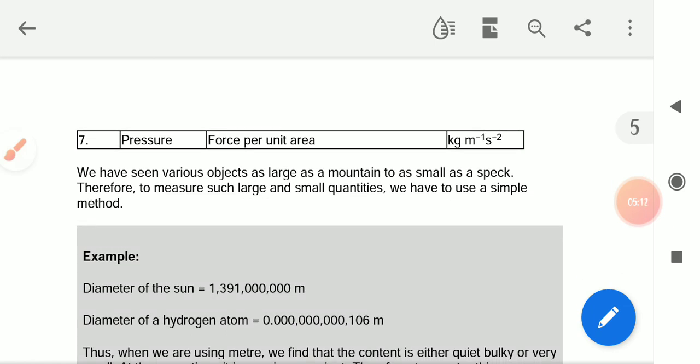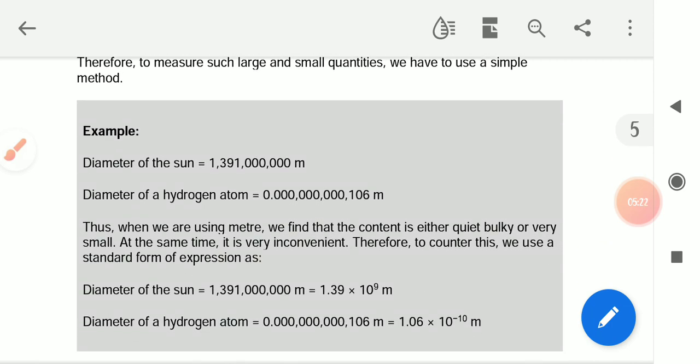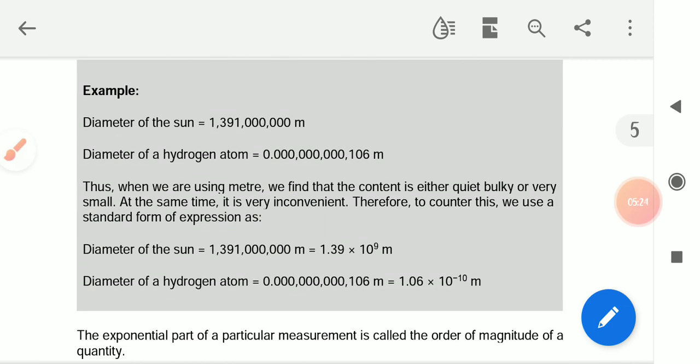We have seen various objects, as large as a mountain and as small as a speck. To measure such large and small quantities, we have to use a simple method. Just see the example given: the diameter of the sun and the diameter of the hydrogen atom, both given in meters. When we use meters, we find the numbers are either quite bulky or very small, which is very inconvenient. The diameter of the sun is 1.39 times 10 to the power 9 meter, and the diameter of the hydrogen atom is 1.06 times 10 raised to minus 10 meter.